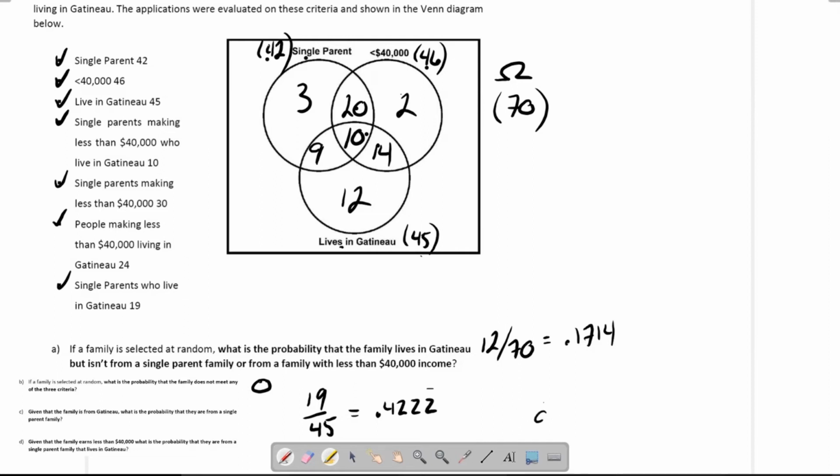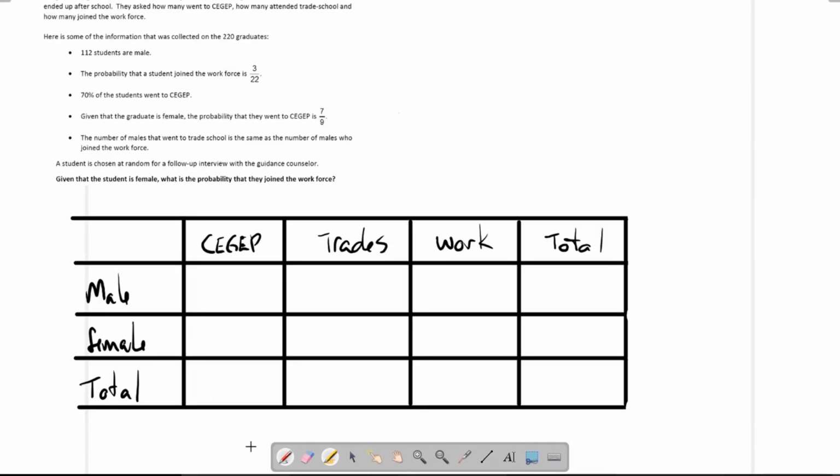And finally, part D, given that the family earns less than $40,000, what is the probability that they're from a single parent family that lives in Gatineau? So given that the family earns less than 40,000, we know they're in the 40,000 circle. So I can then set the denominator to be 46. What is the probability that they're from a single parent family that lives in Gatineau? In that case, they have to be in all three circles. So I've got 10 out of 46, which is 5 out of 23, which if you want to convert to decimal is 0.2174. Okay, then we'll move on to question 6.